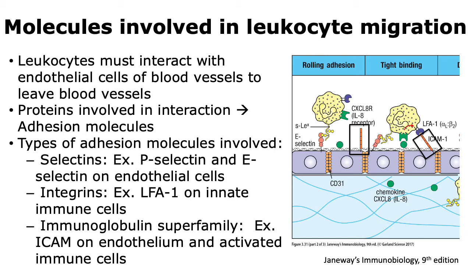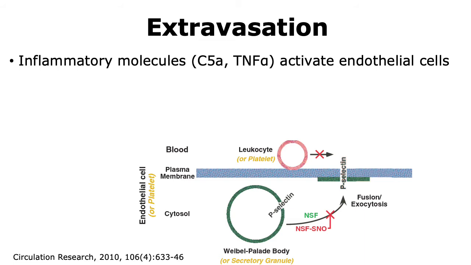Another set of proteins that play a role in extravasation are the immunoglobulin superfamily, for example, the ICAM. Now, ICAM can be present on both endothelial cells as well as activated immune cells. Let us look at the process of extravasation now.